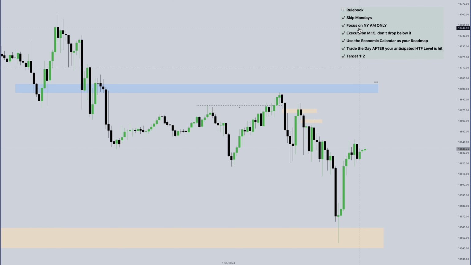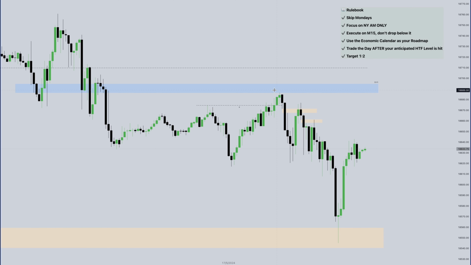We focus on New York AM only. These two entry setups are in New York. See the time? It's 10:30 here. You only execute on the 15-minute. Trade the day after your anticipated higher time frame level is hit. The higher time frame level was hit on Thursday, the all-time high sweep.